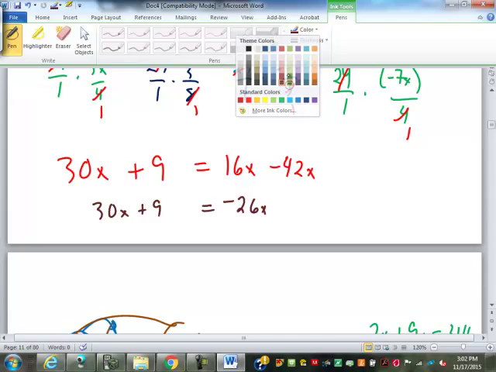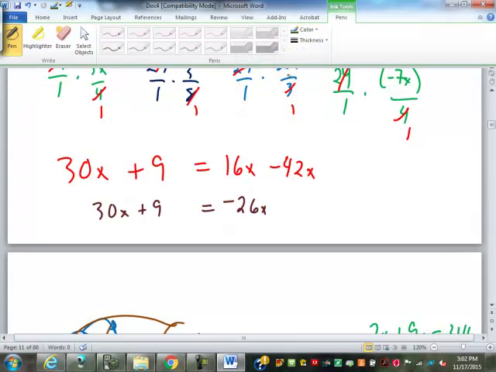Now looking at this, we've got an x on each side. And the negative 26x is the smaller one. But if we get rid of the negative 26x, we're left with nothing over there. So here's one of the few times where it'd probably be easiest to get rid of the larger one. Get rid of the 30x. So I'm going to subtract 30x. That's gone. Leaving me with 9 equals a negative 56x.